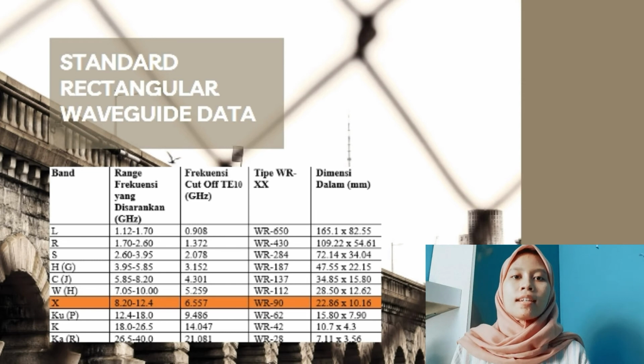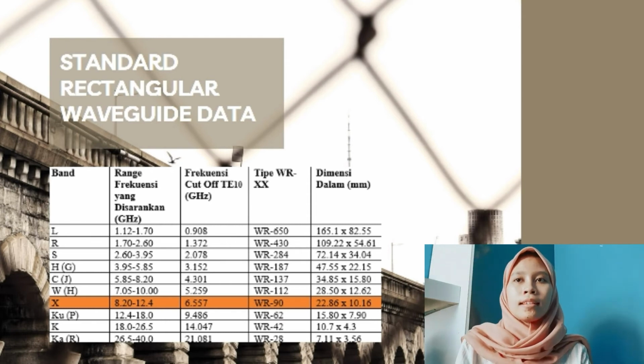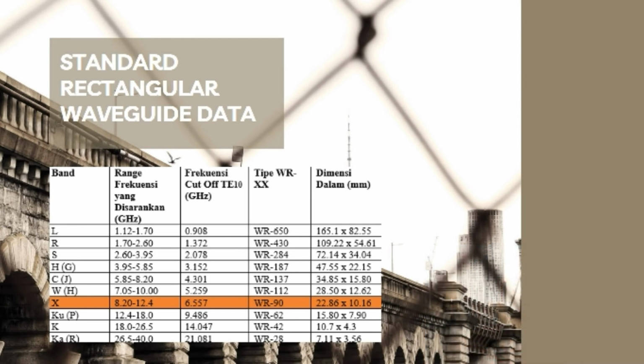This picture is standard rectangular waveguide data. The frequency used in the design of the waveguide-slot antenna is 10 GHz. The type used is WR90 with the dimensions 22.86 times 10.16 mm. The recommended frequency range is 8.20 GHz until 12.4 GHz.